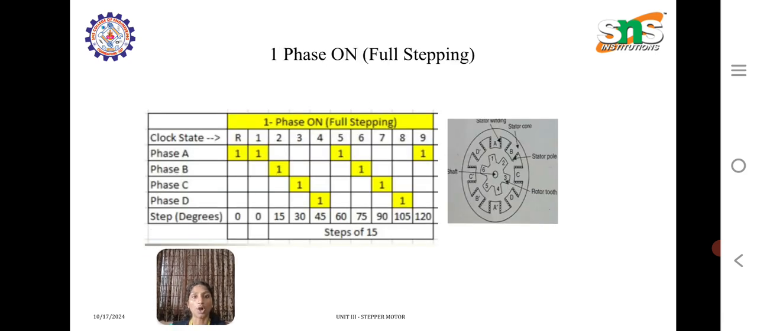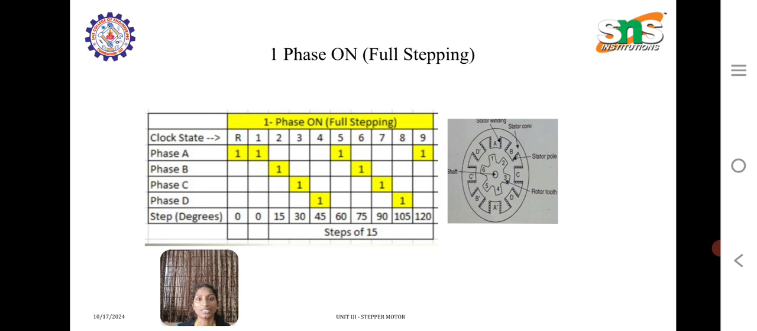In one phase on mode, either phase A or phase B or phase C is switched on, similar to a clock state. When it is reset, the first one is reset and phase A is on, and again phase B is on, and phase C is on, and phase D is on, and again phase A. This process keeps on repeating for proper steps.